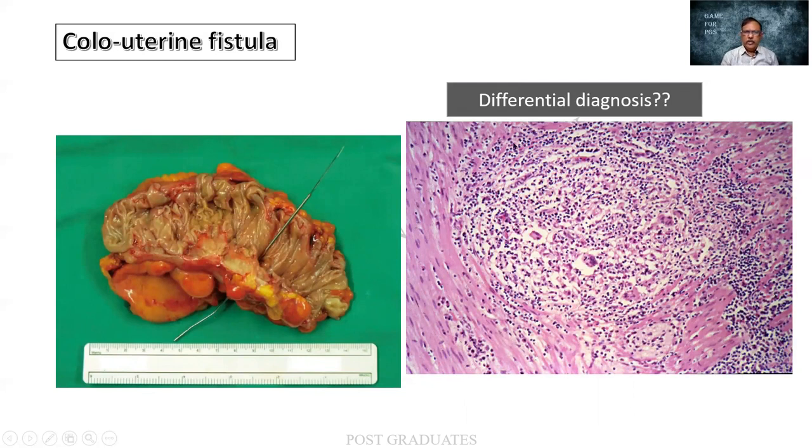On my right, it has got nothing to do with this. There is a lesion. I hope you will be able to identify it. There are some structures which we are teaching the undergraduate students. Definitely you will know. But my question is, what are the differential diagnoses? How do you differentiate?